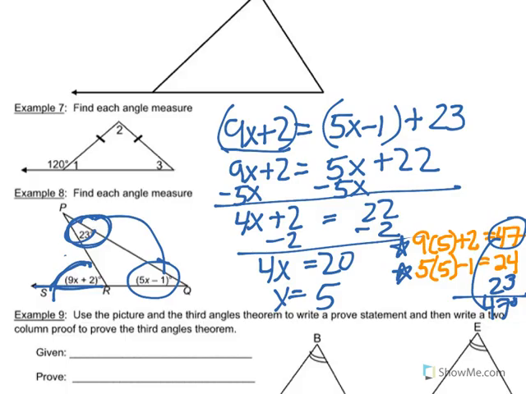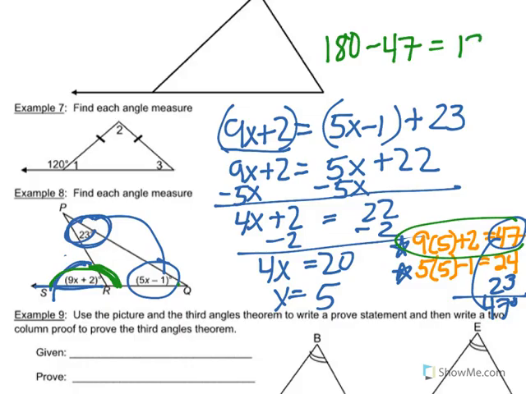Let's move on. Oh, well, let me ask you one other question. If I wanted to know what the measurement of angle PRQ is, this angle right here, what would I do to find the measurement of that angle? That measurement is going to be 180, because this is a linear pair, minus 47, because we figured that one out, and so that one's going to be 133 degrees.